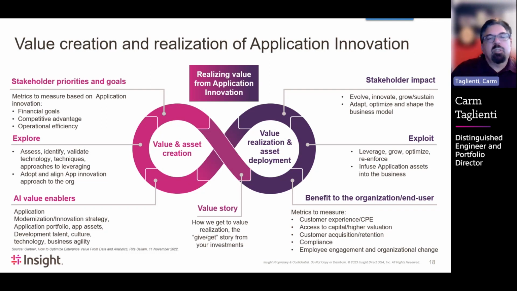So I like to talk about it in the context of this value and asset creation and realization, because in essence, what we're doing is we're looking at our applications and our application estate, and we're really understanding how do we align this to the stakeholder priorities. How do we really understand some of the characteristics that might be associated with application innovation approaches or modernization approaches? And then what are some of the enablers that we might put in place?